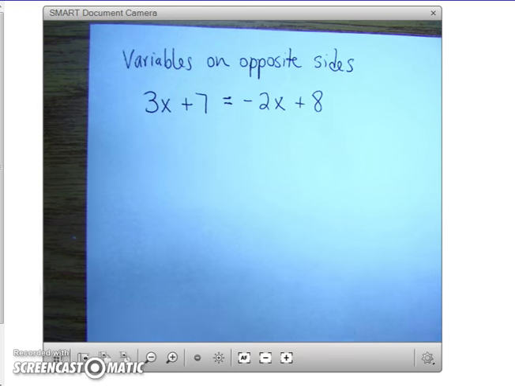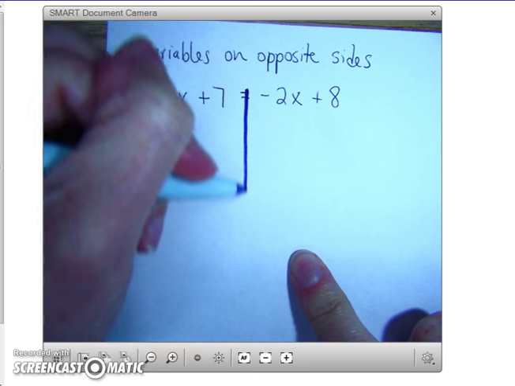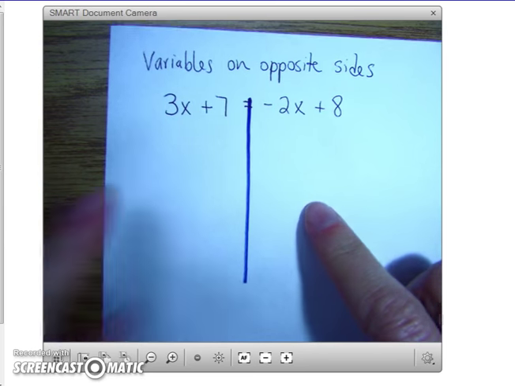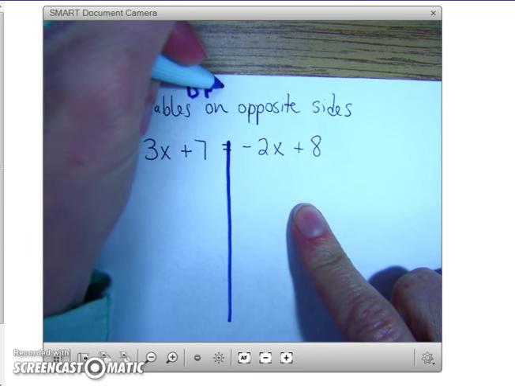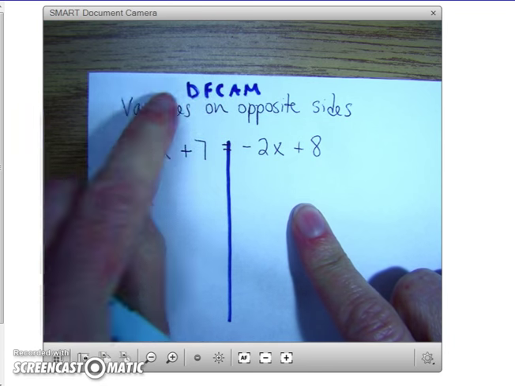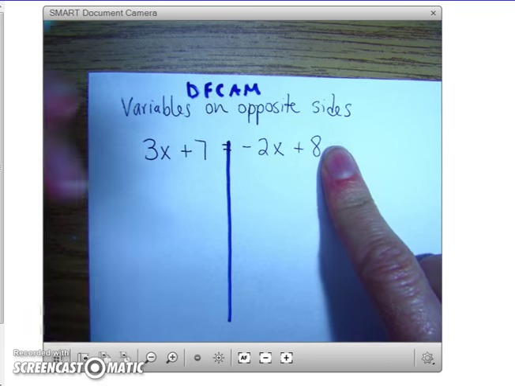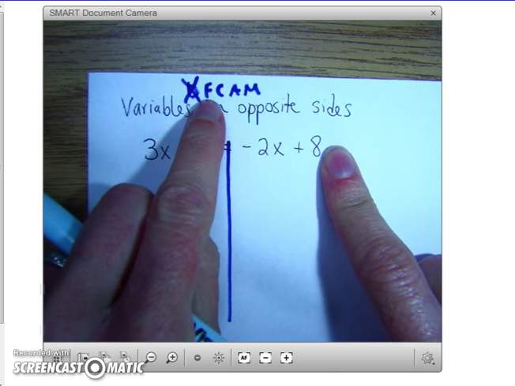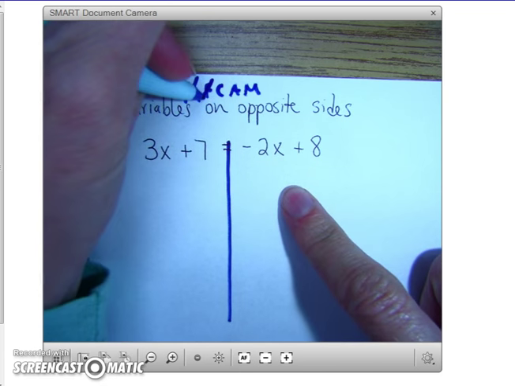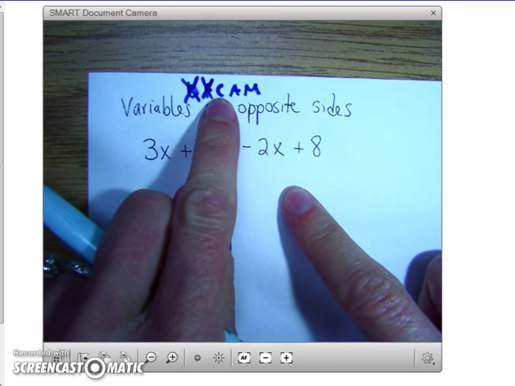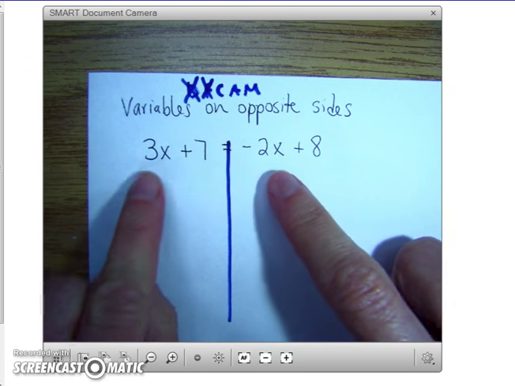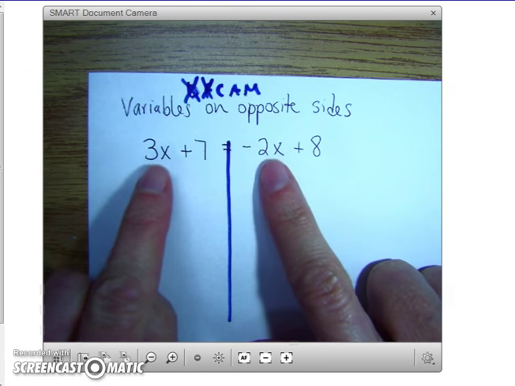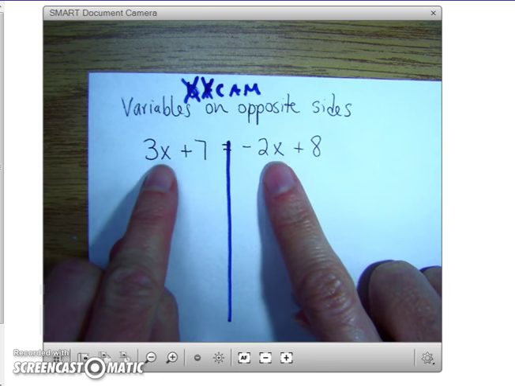If you are trying to solve an equation, you should always draw a line down the middle, and you should use DIFFCAM. D stands for distribute, there's no distributing. F stands for fraction, there's no fractions. C stands for combine like terms. We definitely have to combine like terms because you cannot solve an equation if there's two terms with an x. You can't have it.